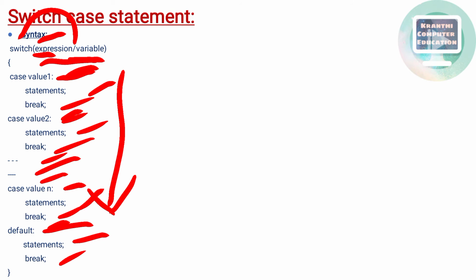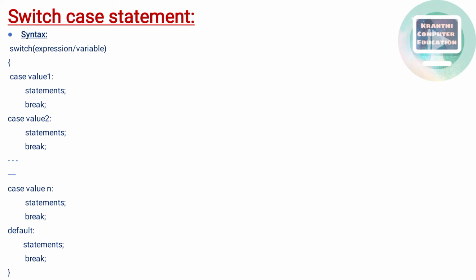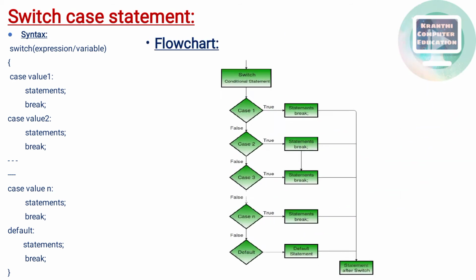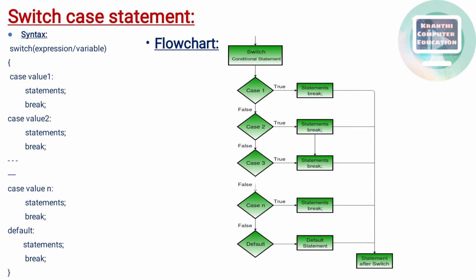Next, we will see the flow chart for the switch statement. This is the flow chart to represent the working nature of switch case. Let's see now. Here the switch expression, the switch conditional statement, is written in front of the switch statement, and it is represented with this. So here we are providing an expression or a variable for our switch statement. This switch value is going to be compared with case value 1.